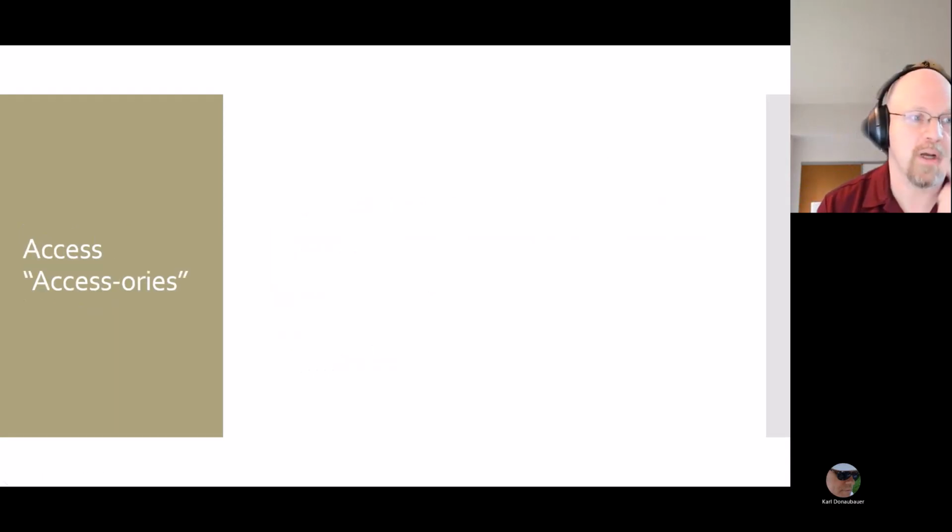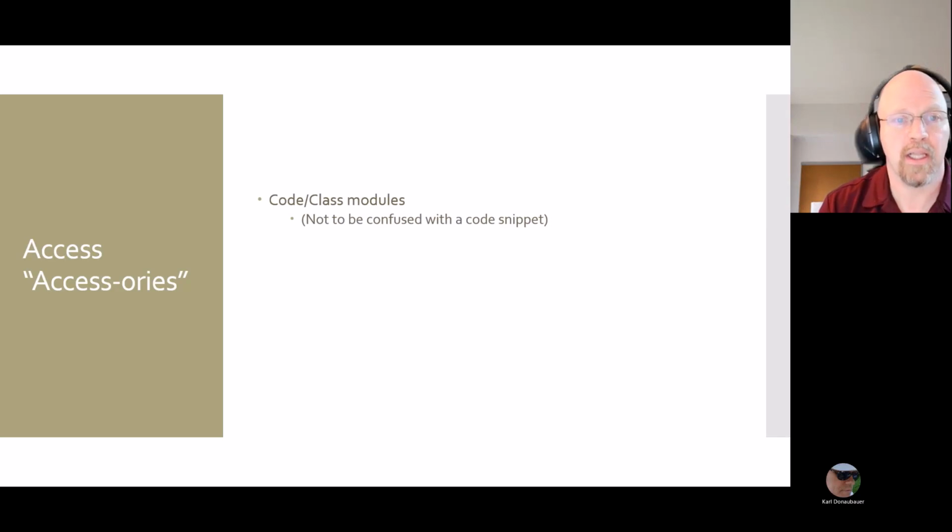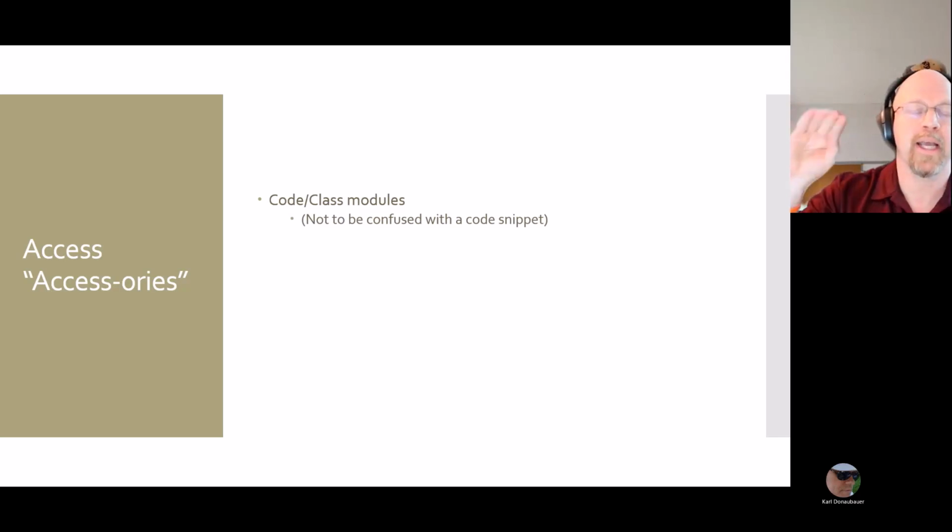So where can we start with this? Well, I like to, I guess, think of equivalence classes of different things we could do with Axis. And I think starting out, we could basically just have code and class modules that would get pulled into your application. I don't want to confuse this with a code snippet where you might copy and paste into your form.